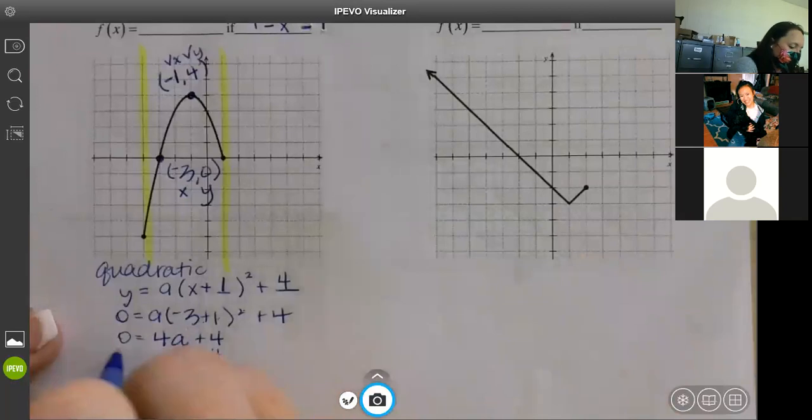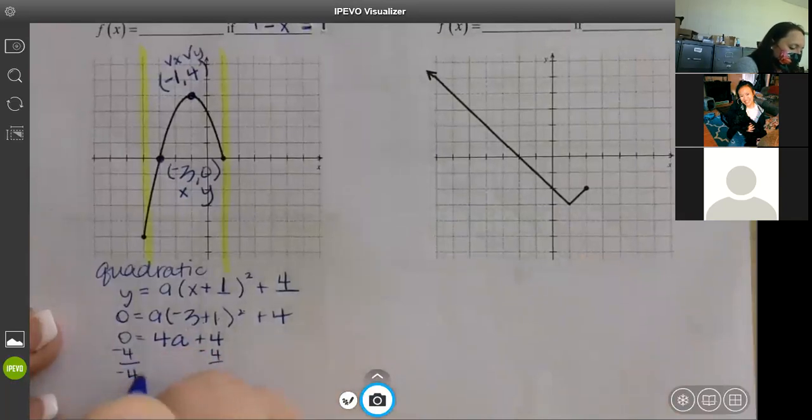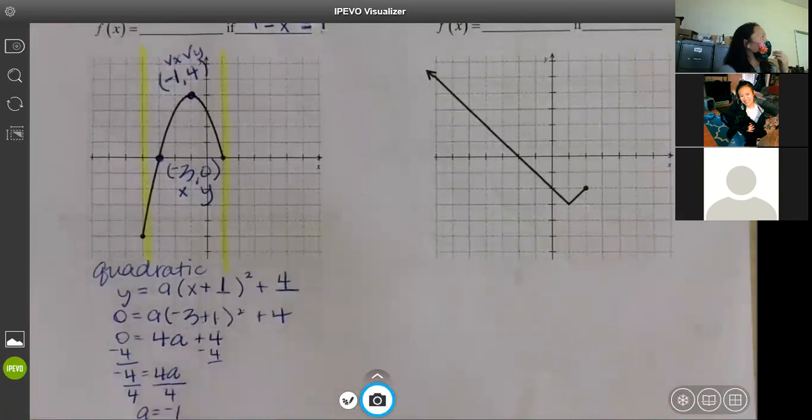Subtract 4. I get -4 equals 4A. We're going to divide by 4, and I get A equals -1. Remember we said we had to have a negative out front for it to be flipped over. So we did good.